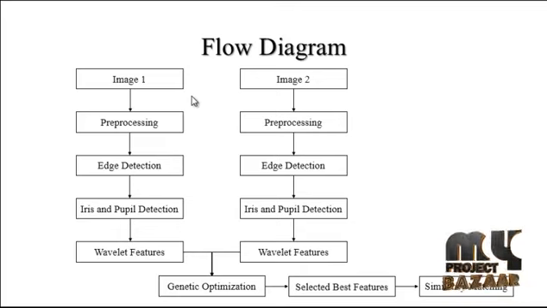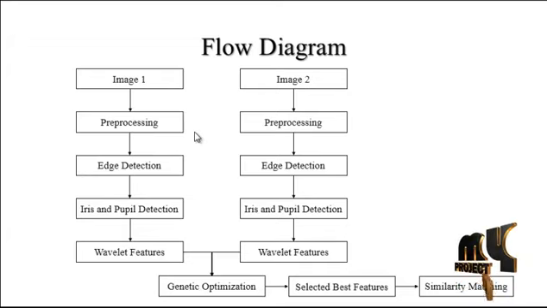So the user should take two images from the dataset, image 1 having the left iris and image 2 having the right iris. After getting the two images from the dataset, we move to the pre-processing step. In this pre-processing step, filtering is carried out. This is the major step here. Filtering is carried out to remove the noise from the image. After the removal of the noise, we move on to the segmentation step.